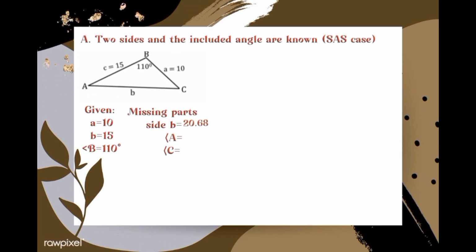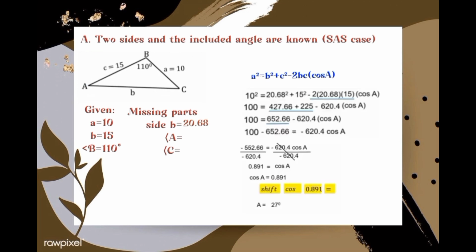So, the formula we will use is A squared is equal to B squared plus C squared minus 2BC times cos A. So, we just substitute the values of the given. Then, we have 10 squared is equal to 20.68 squared plus 15 squared minus 2 times 20.68 times 15 times cos A. So, we need to get the value of those numbers that have an exponent. So, we have 100 is equal to 427.66 plus 225 minus 620.4 times cos A.